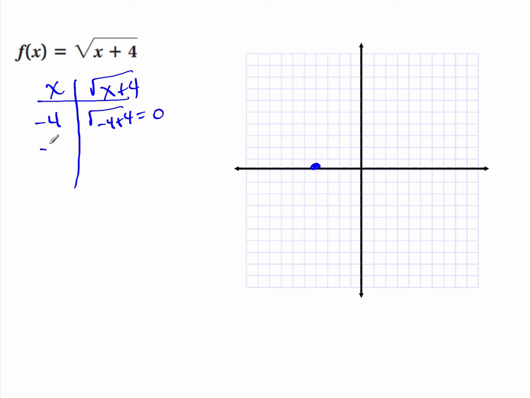When x is negative 3, this is the square root of negative 3 plus 4, which is the square root of 1, or 1. I also want 1. I want this one. This is 4. So when x is 0, this is going to be the square root of 0 plus 4, or 2. So this will give me a fairly accurate sketch of my square root function.